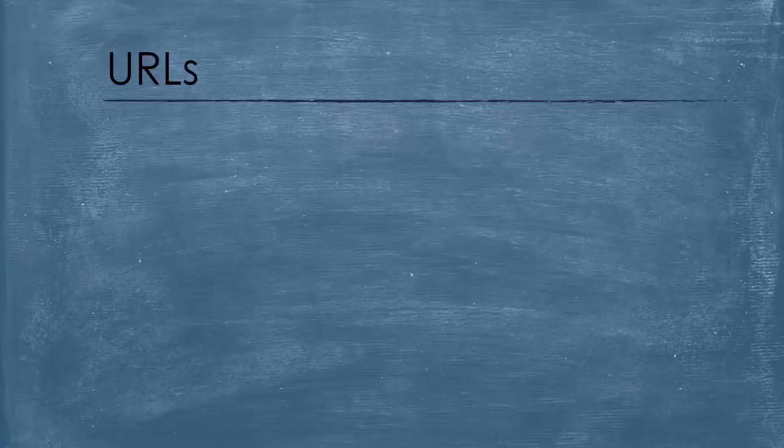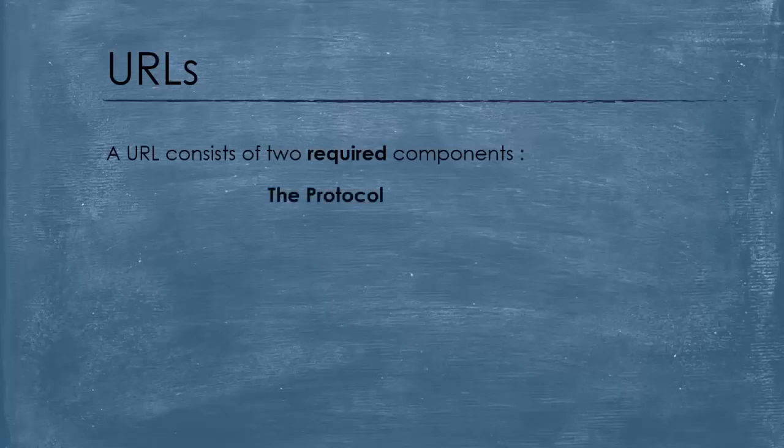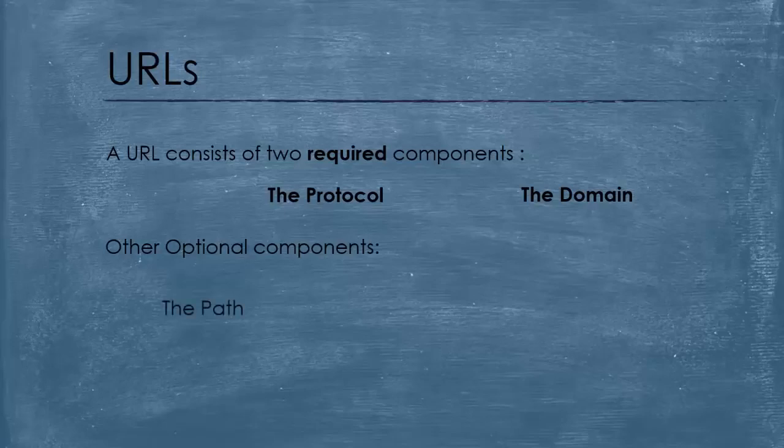Let's see how a URL looks. A URL consists of two required components: the protocol used to connect and the domain or the IP address to connect to. You can see a URL that has other information, but that's optional, such as the path which locates the file or the directory in the server, and you can also see the port and other components that we will see in a few.